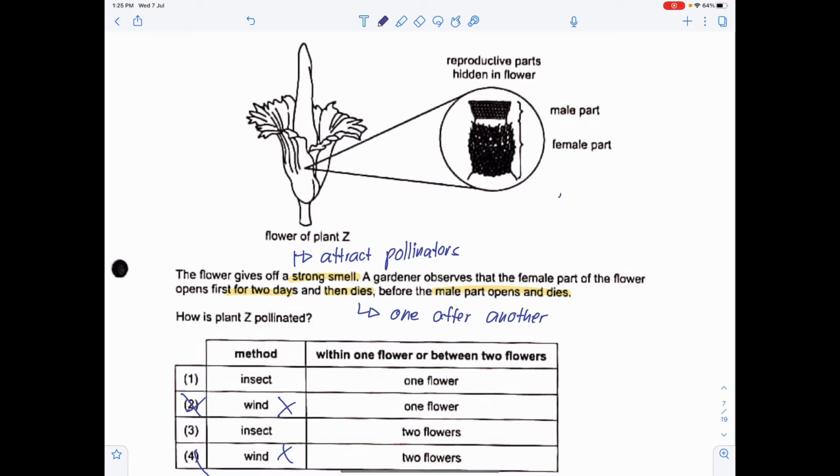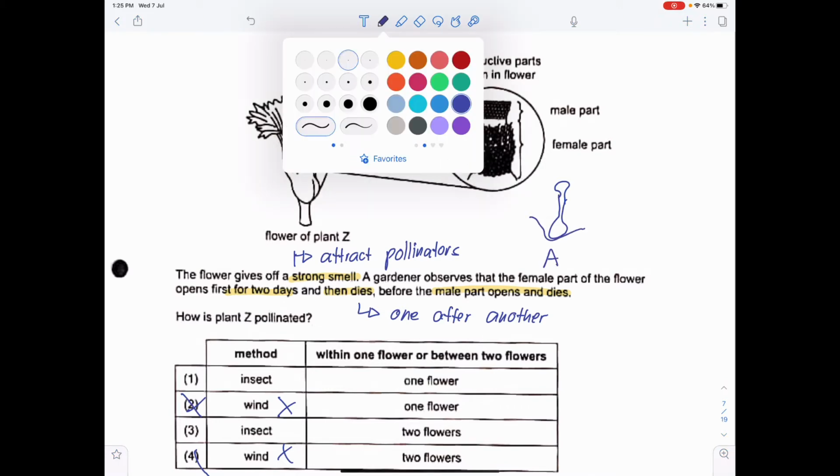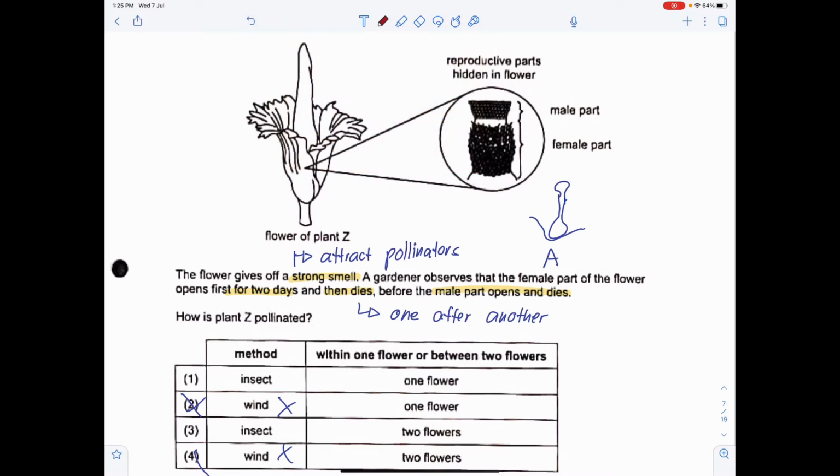So if I were to draw out for you, maybe the female part is being exposed on one flower. This is flower A. And on another flower, on some other plant of the same species, the female flower will have died already and only the male part is alive. That means this will actually encourage cross-pollination between two flowers. This is flower A and flower B, because the male and female parts mature at different times. Now this is a more advanced question.